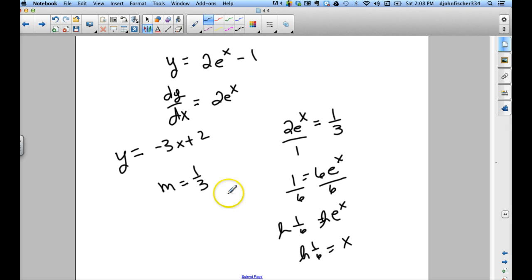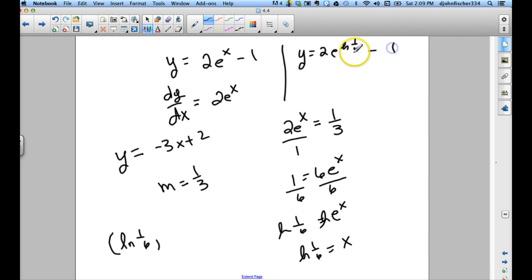So, okay, that's 1 point. So my x coordinate, what point is going to be? Natural log of 1/6, and now we're going to plug that in. If we plug that into this equation, we're going to get y is equal to, we have to find the y coordinate, e to the natural log of 1/6 minus 1. Now the natural log and e will cancel off, so we get 2 times 1/6 minus 1, 1/3 minus 1, which is a negative 2/3. So we're going to have a negative 2/3. At the point, then the slopes are going to be perpendicular to each other.